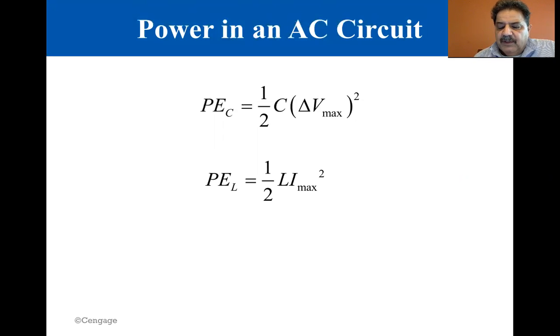The average power delivered to a resistor in an RLC circuit is shown here. P average is equal to I RMS squared times R. The average power delivered by the generator is converted to internal energy in the resistor. No power loss occurs in an ideal capacitor or inductor.